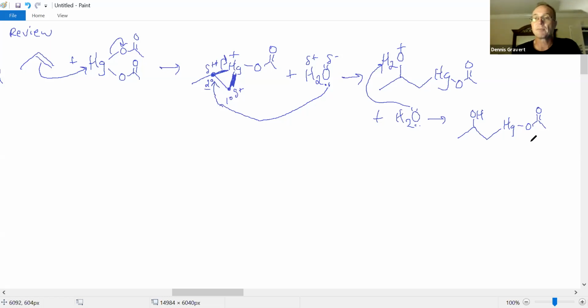In the NaBH4 step, hydrogen adds to this carbon and kicks out or displaces the mercury. And then you get the final alcohol product. So that was all review. All right, so now let's try it with the triple bond.